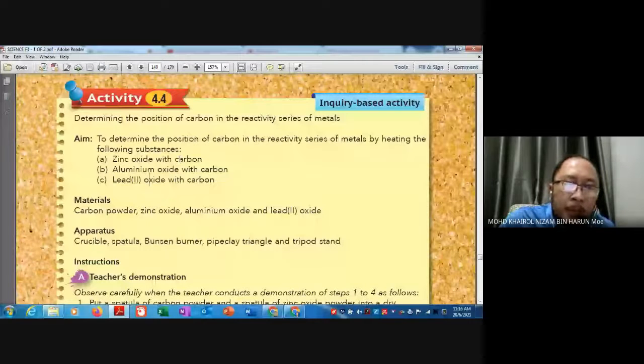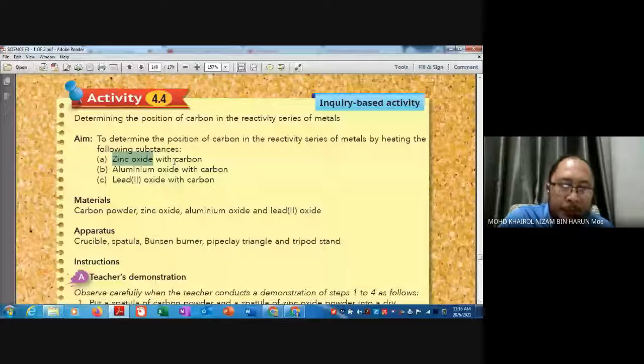So from this reaction, we want to know between carbon and the metal of this compound, which one is more reactive. If zinc oxide reacts with carbon and the reaction occurs, it means that carbon is more reactive than zinc metal itself. You have to understand this one because this is a chemistry concept.